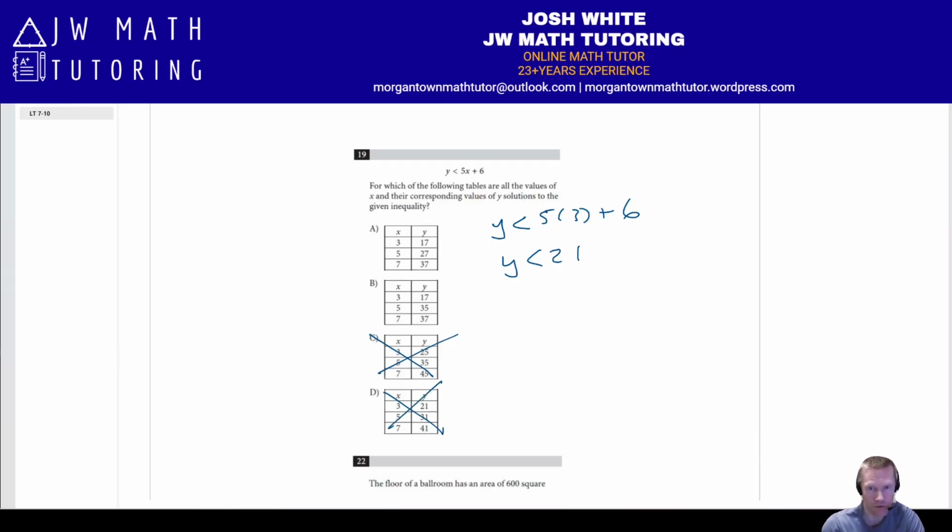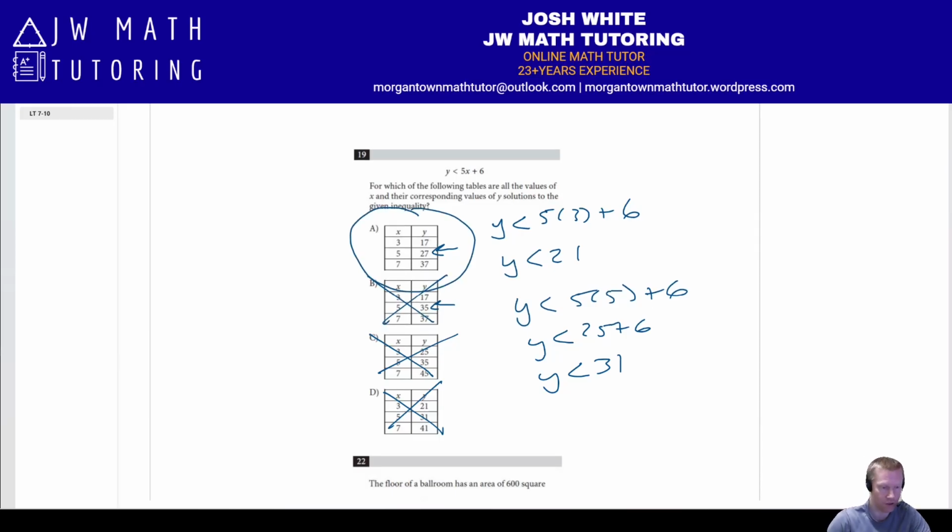Okay, and then we could go to 5, and you could just see 5 times 5 plus 6, 25 plus 6. The y value must be less than 31. So this one is less than 31. This 35 is not less than 31. Cross this out. It is going to be answer choice A.